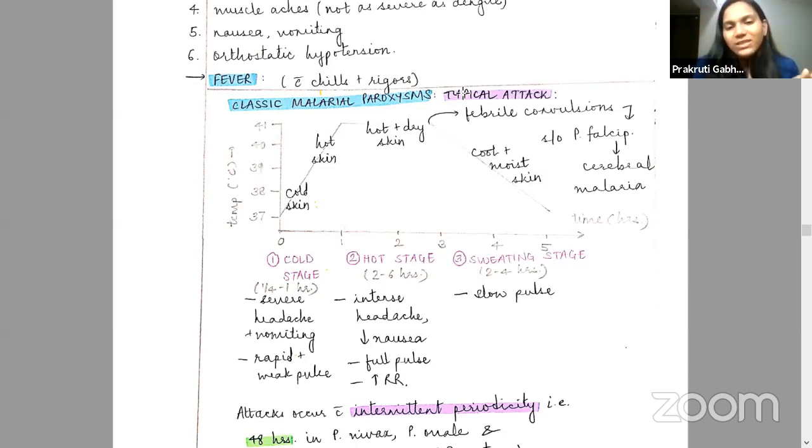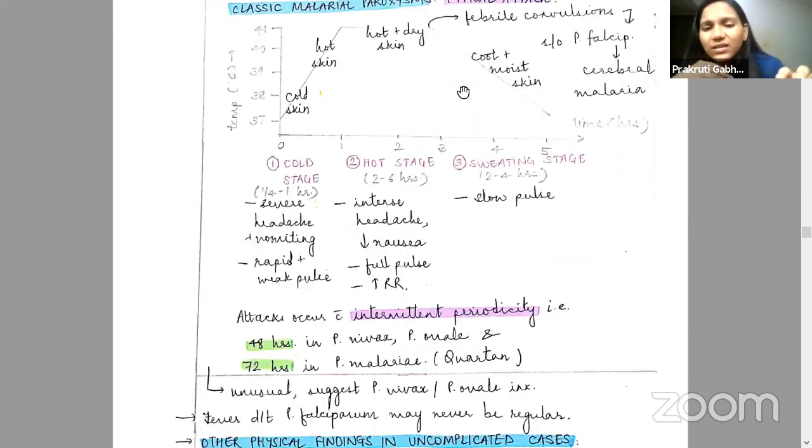So this is a typical attack, which, as we can see, lasts about 1 hour of cold stage, about 2 to 3 hours of the hot stage, and then another 4 hours of the sweating stage, approximately 5 to 6 hours in total. And these attacks occur with intermittent periodicity. So this is what is known as an intermittent fever, which is very classical of malaria. It's seen every 48 hours in Plasmodium vivax and ovale. Ideally, we say falciparum also, and 72 hours in Plasmodium malariae.